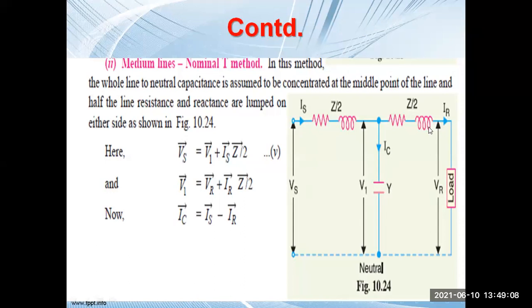So what we'll do, we'll first write the equation for Vs. Vs equal to V1 plus Is into Z/2. This is the first equation. Now V1 equal to Vr plus Ir into Z/2. Now you see IC equal to Is minus Ir. This is the branch current. This is the source current.